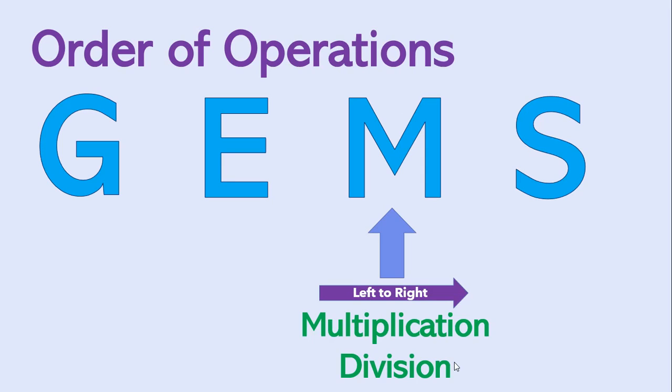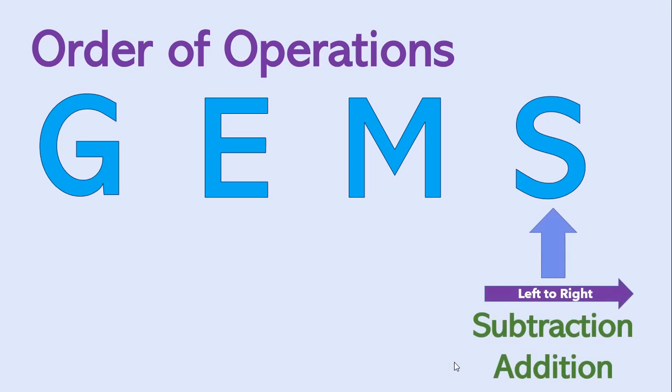If there's both in the expression or equation, you complete them from left to right, just as if you're reading a sentence. Finally, the S stands for subtraction and addition. Once again, if you have both in the same expression or equation, you complete them from left to right, just as if you were reading a sentence.